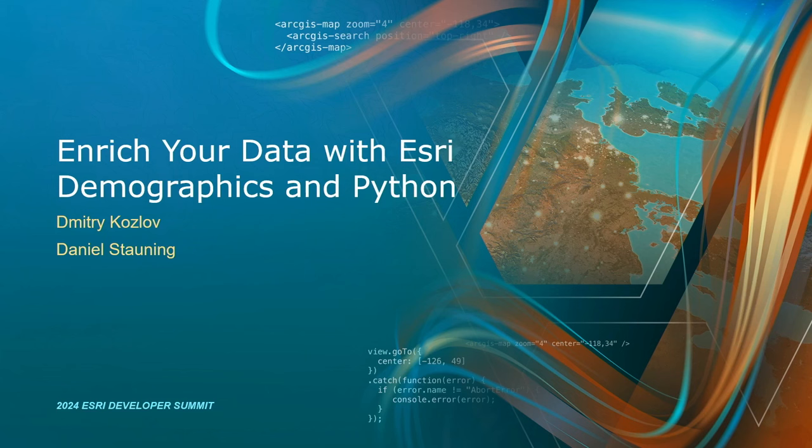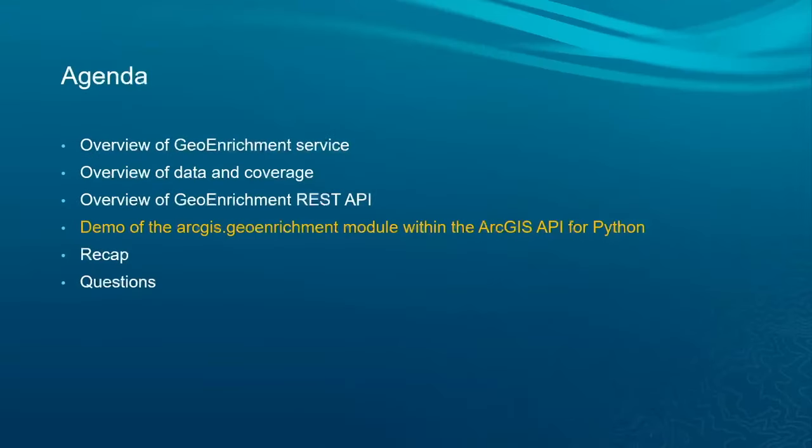So we'll go to the agenda slide here. We'll do a bit of an overview of the GeoEnrichment Service. We'll do an overview of some of the data powering the service and the coverage that we have for countries and markets around the world. We'll talk about some of the core concepts of the GeoEnrichment REST API. Dmitry will show a demo of using the GeoEnrichment module within the ArcGIS API for Python. We'll do a recap at the end, and then we'll open it up for questions. So that's the outline of the agenda.